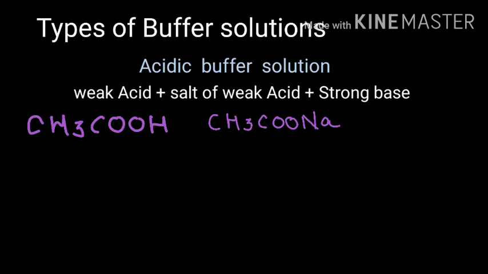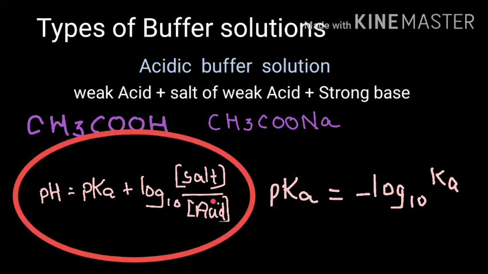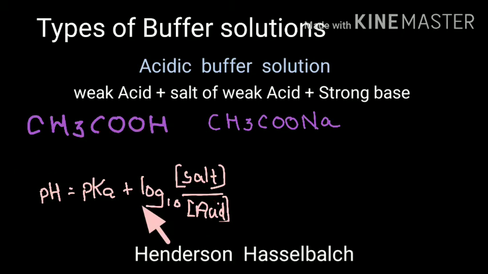The pH of acidic buffer solution is given by the equation pH is equal to pKa plus log to the base 10 of molar concentration of salt upon molar concentration of acid. pKa here is equal to minus log to the base 10 Ka, and we know Ka is called the acid dissociation constant. The equation pH is equal to pKa plus log to the base 10 of molar concentration of salt upon molar concentration of acid is called the Henderson-Hasselbalch equation.